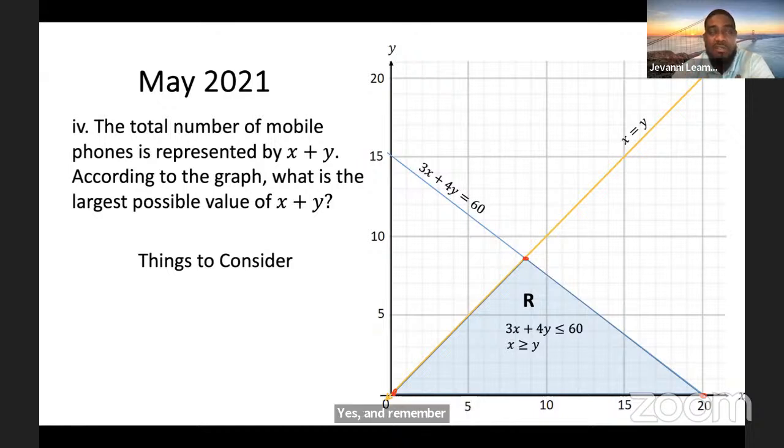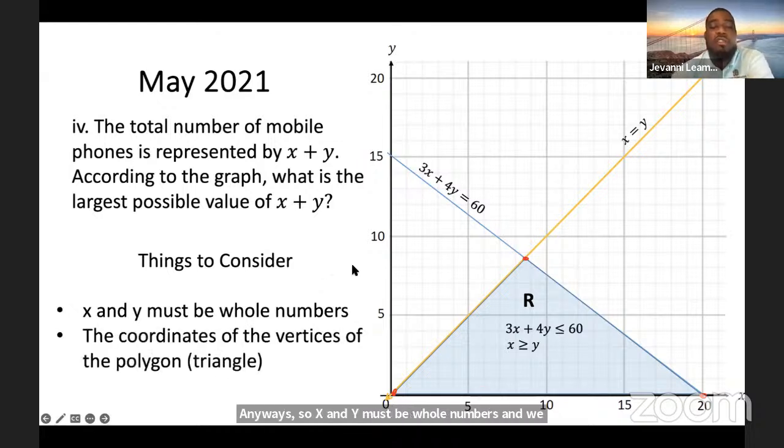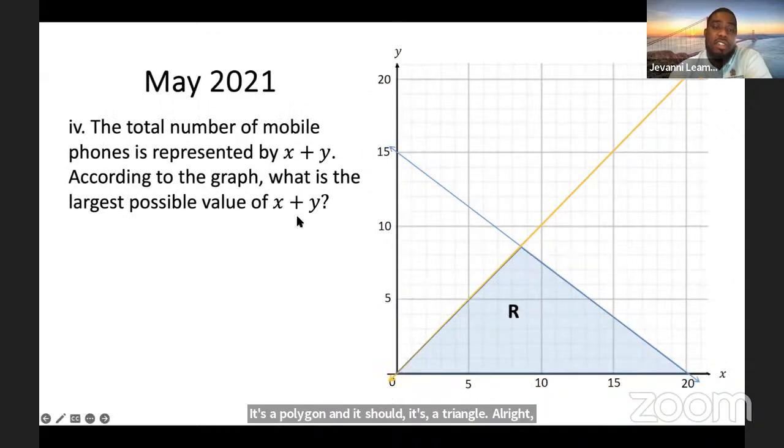Remember, this is mobile phones. So you don't have a negative mobile phone. And don't tell me, oh, when you tear the phone apart and all that. No, that's not actual negative. You still have the phone. Anyways, so X and Y must be whole numbers. And we have spoken about the coordinates of the vertices. It's a polygon and it imitates a triangle. All right. So again, those are some things to consider.